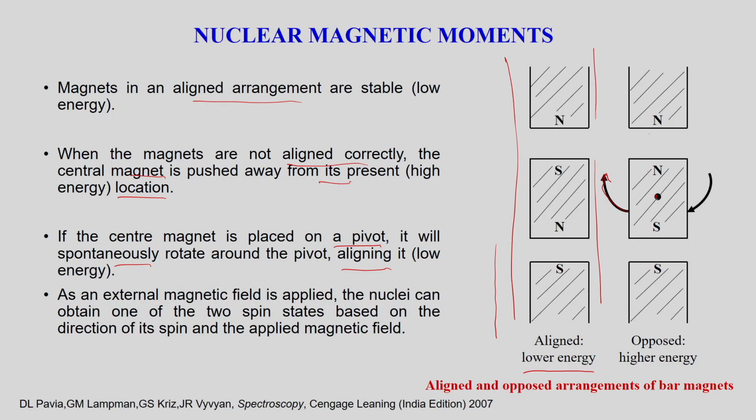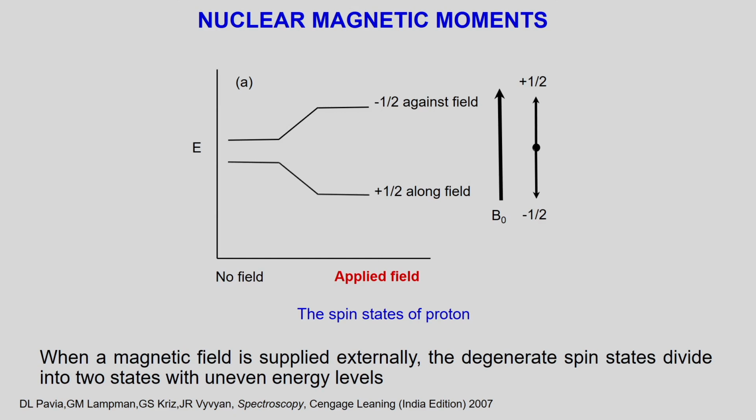So, what are the two possible energy states we have? Either it is opposed or aligned. This is what I want to convey: either it will be plus half or it will be minus half. Okay. As an external magnetic field is applied, the nuclei can obtain one of two spin states. That is what we want to say. So, it will rearrange itself to a stable form. Now it is something like this.